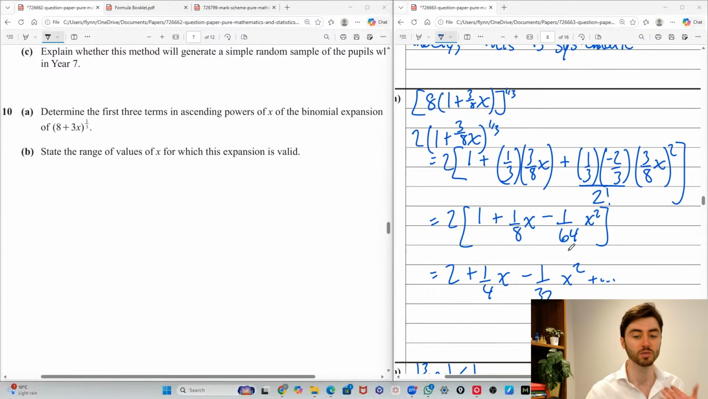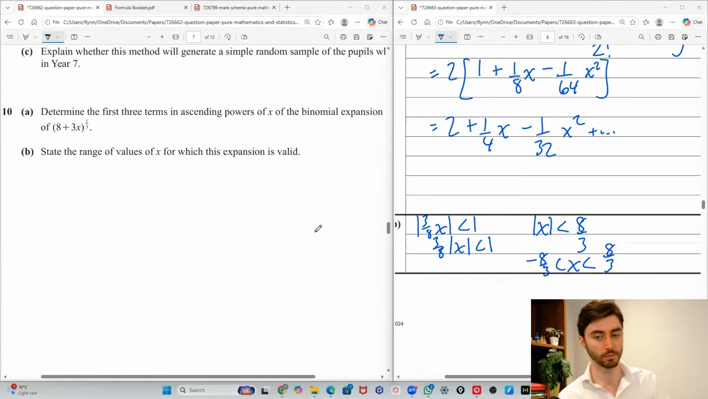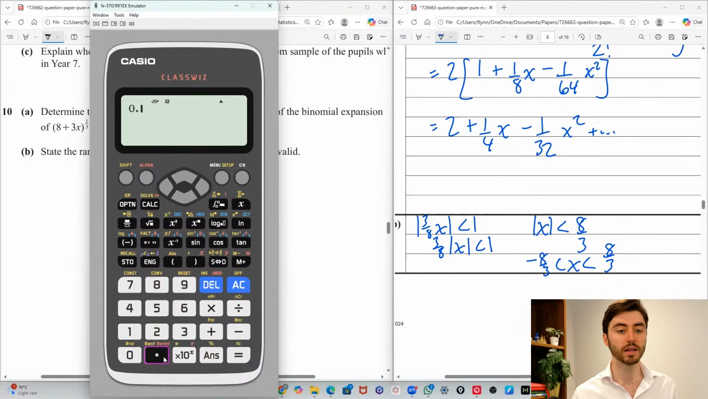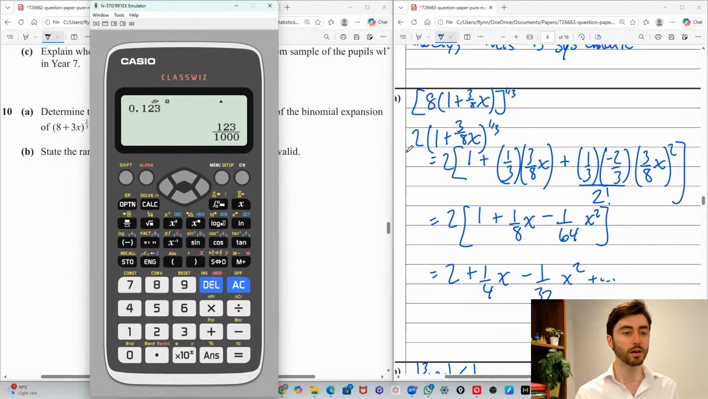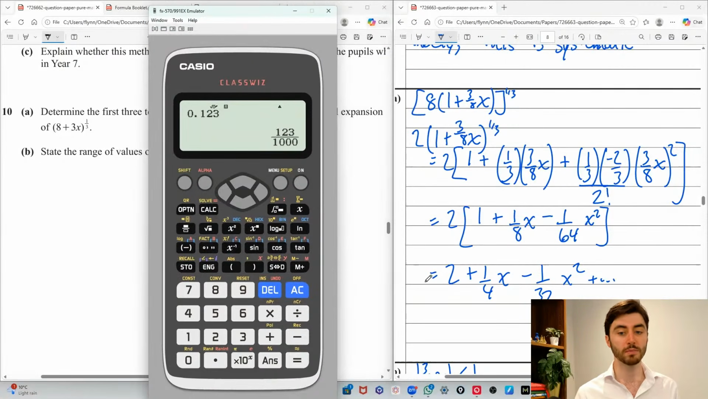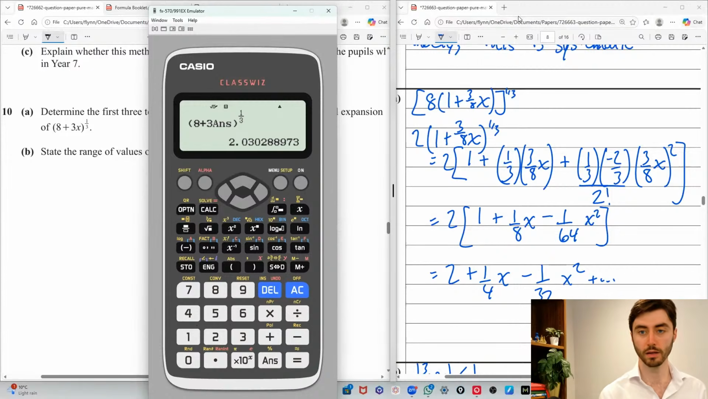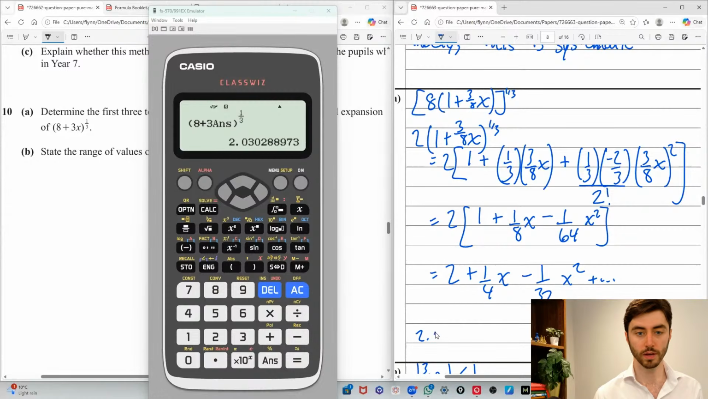Remembering this is only valid for small x's, well, less than 8/3. What we can do is we can plug in x equals 0. I don't know, some random 1, 2, 3, right? Let's plug it in into my expansion. Or rather, let me do 8 plus 3, answer 2 the third. That would be 2.030288973 for x is equal to 0.123.